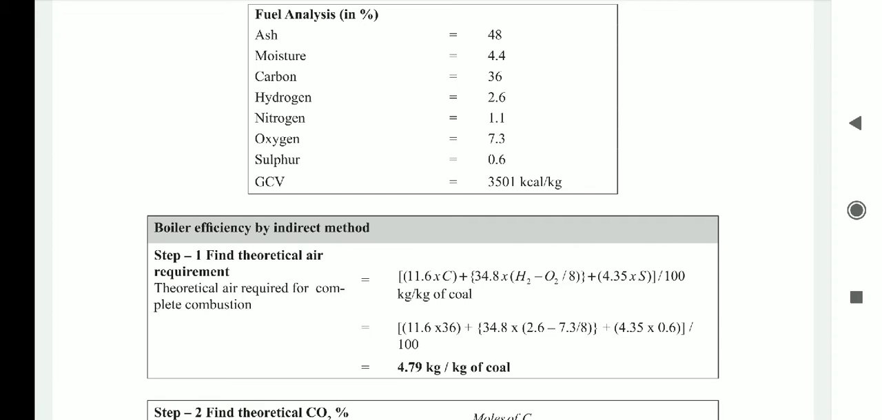Then the solution: the boiler efficiency by indirect method. Step 1, find theoretical air requirement. Theoretical air requirement for complete combustion, based on this formula, we have 4.79 kilogram per kg of coal. Substitute the carbon, hydrogen and oxygen values in terms of percentage.